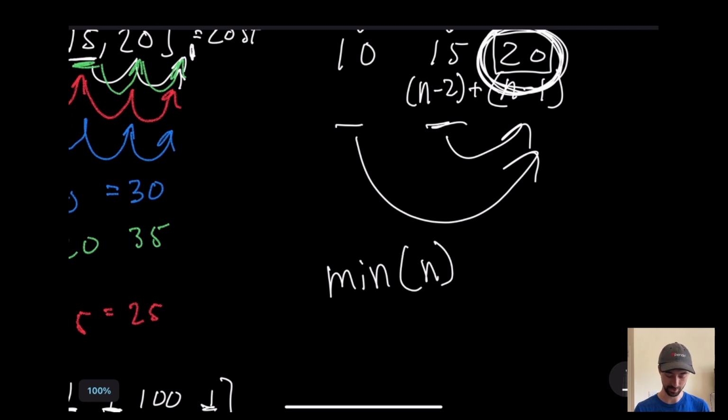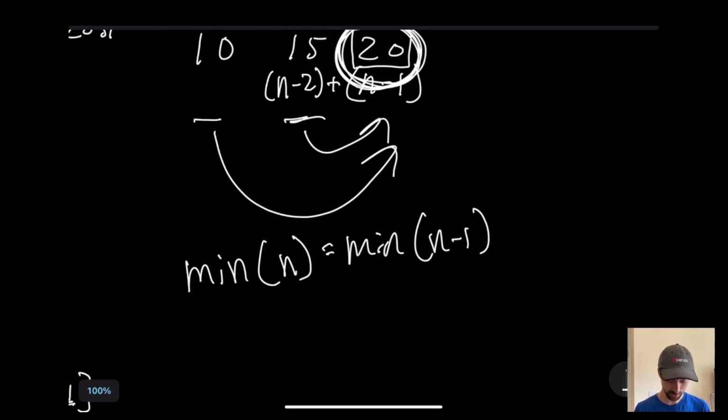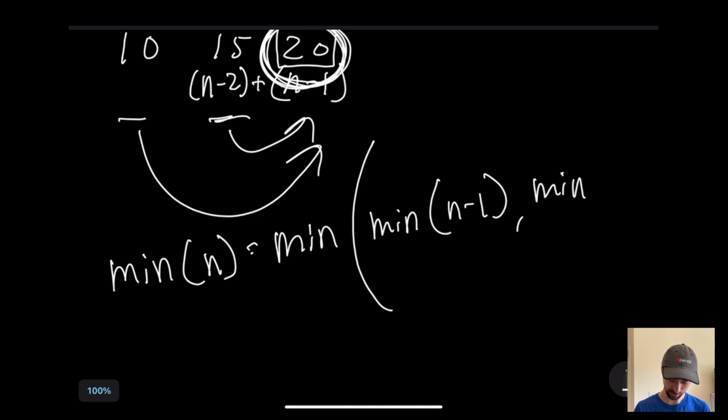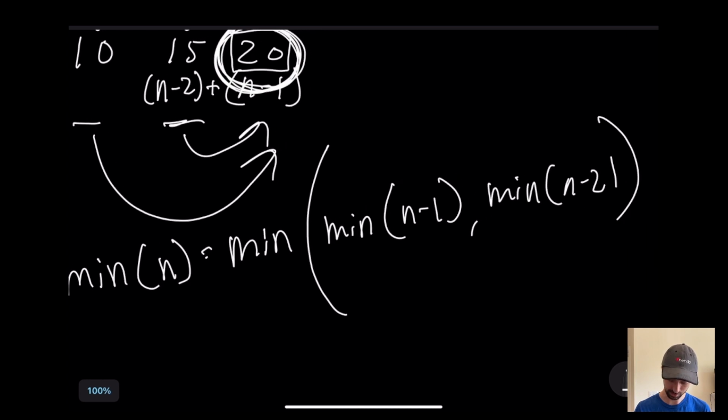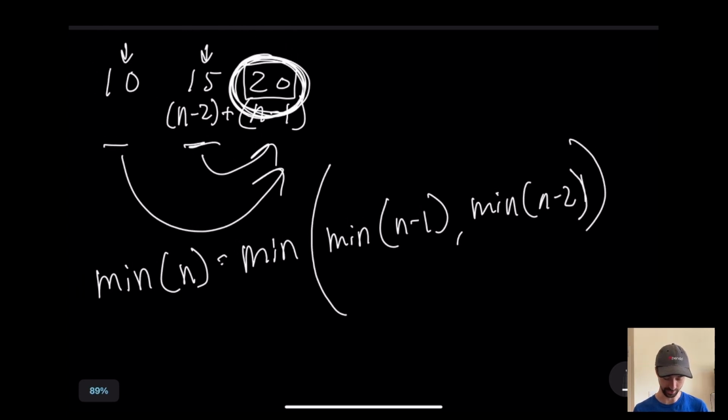So the min cost for step n is the min of n minus 1 and the min of n minus 2. I think that's the formula we're looking for here. So let's go to the code and give this a shot.